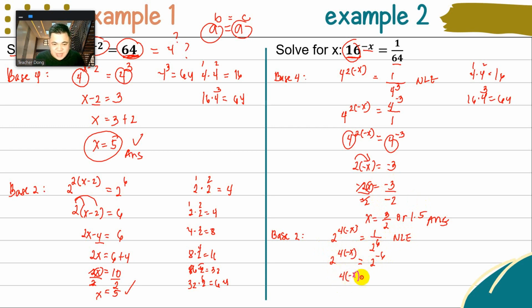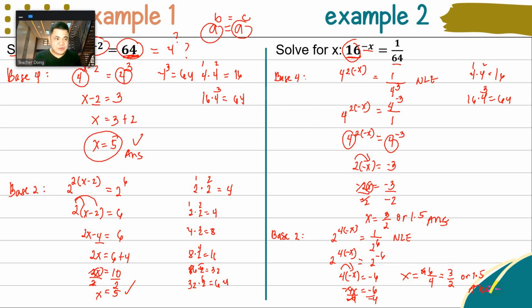4 times negative x equals negative 6. So distribute 4. So 4 times negative x is negative 4x equals negative 6. And then we need to divide both sides by negative 4. So cancel. We will have x equals positive 6 over 4. Or simply, the lowest term of this one is 3 halves. Or you can make it also 1.5. See? So if you're going to use a different base, you have to make sure that you will be able to get the same answer. Alright? Same value of x.